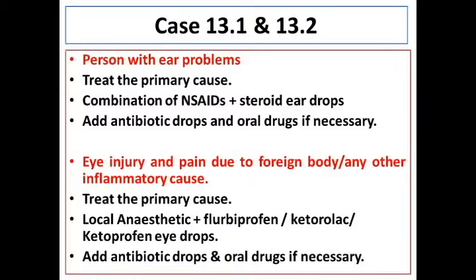Especially with eye injuries, we need to use a local anesthetic plus a potent NSAID: flurbiprofen, which is commonly used, ketorolac, ketoprofen. These three are available mostly as eye drops. Flurbiprofen and ketoprofen are used as topical drops, especially with eyes, because there are a lot of GI problems with oral use. Add an antibiotic or oral drug if at all necessary. So that's how you need to treat pain related to eye and ear problems.